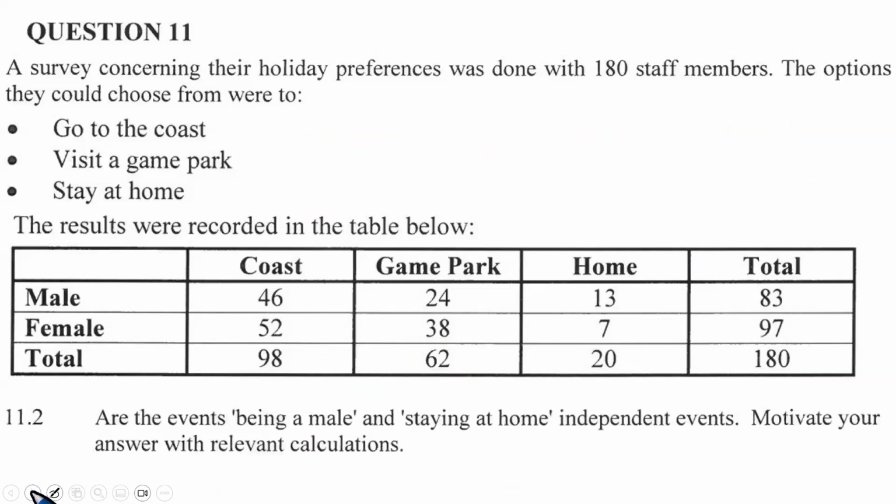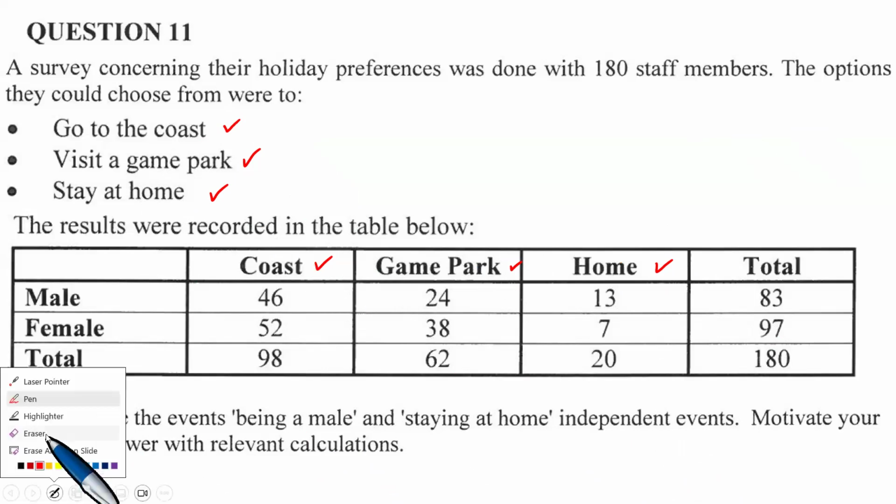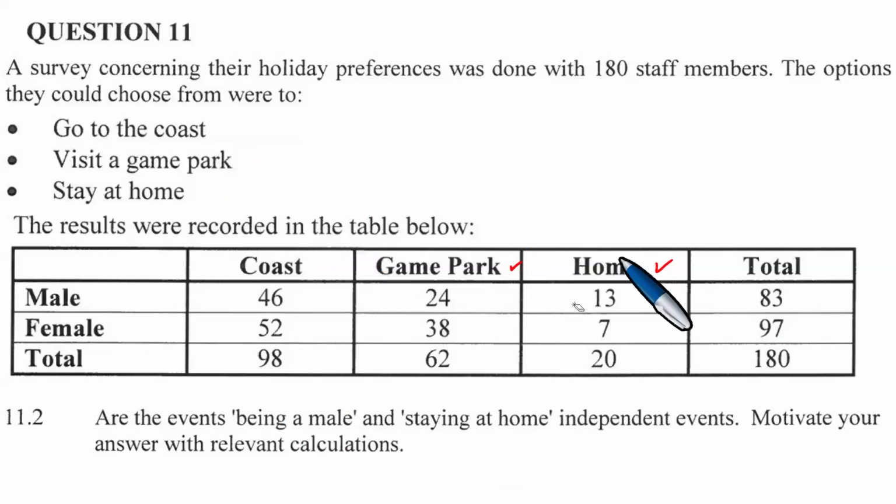Okay. The next question. A survey concerning their holiday preferences was done with 180 staff members. The options they could choose from were go to the coast, or visit a game park for the holiday, or stay at home on the holiday. The results were recorded in the table below. Are the events being male and staying at home independent events? Motivate your answer with relevant calculations. Okay, right. So in view of these independent events, we start as follows.